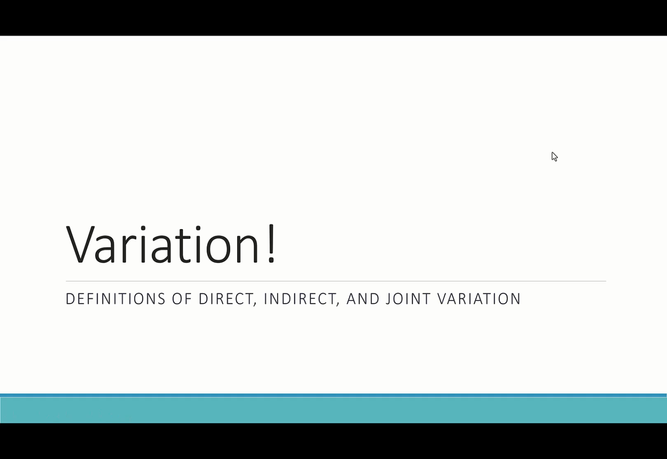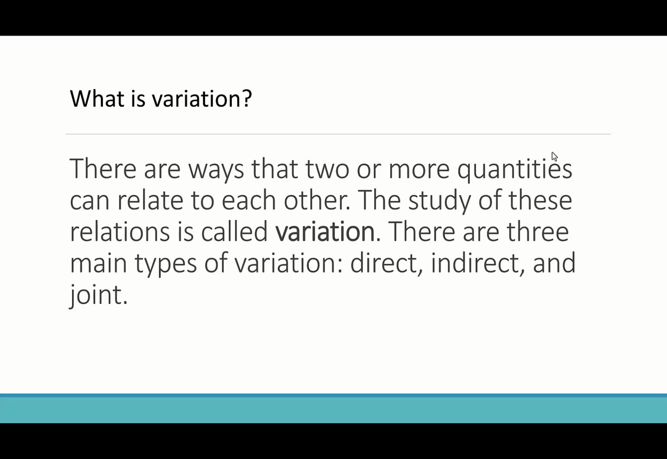In this video, we are going to talk about the definitions of three different types of variation. What is variation, you may be asking? Great question. Variation is the way in which two or more quantities can relate to each other. We're going to talk about three main types in these upcoming videos: direct variation, indirect variation, and joint variation.